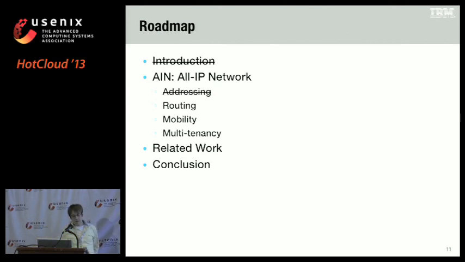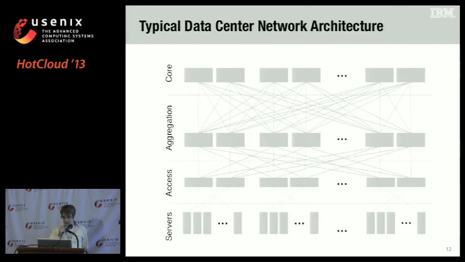The next part that I'm going to talk about is routing, or how these packets are going to be routed through this all-IP network. So this diagram here is of a typical data center network architecture. Maybe you can't see all the lines, there are some little lines in there, but it's not really too important. So at the bottom you have some servers. You have some access switches that they're connected to, aggregation switches, and core switches in the back there.